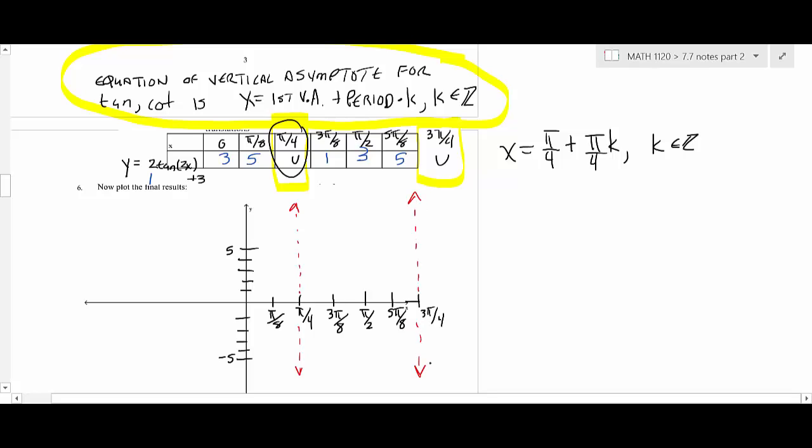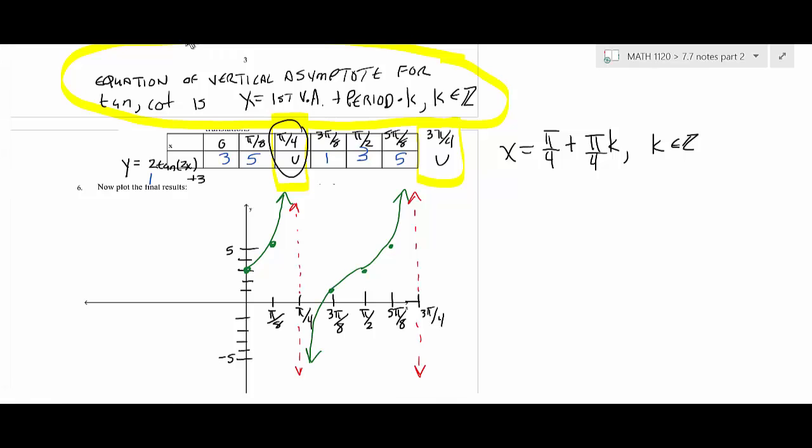Okay, then we just plot points. Then from there we just sketch it. It looks like we have 0, 3, pi over 8, 5, and then you just sketch it, making sure that it's approaching the asymptote. That doesn't have to be accurate, it just has to have the right shape. Then 3 pi over 8, 1, then pi over 2, 3, then 5 pi over 8, and again you just sketch that, showing that it's getting close to the asymptote.